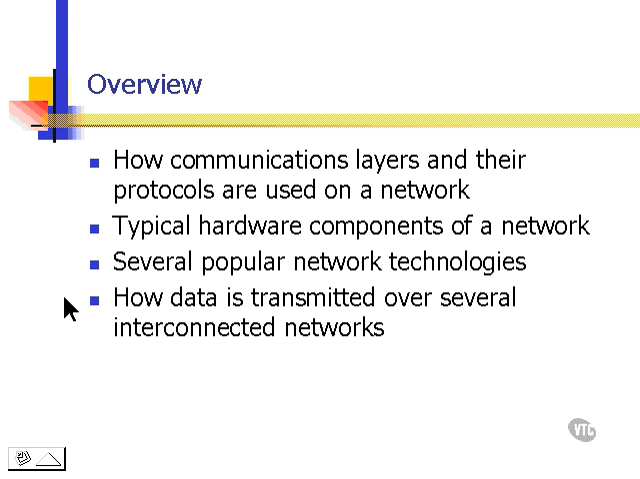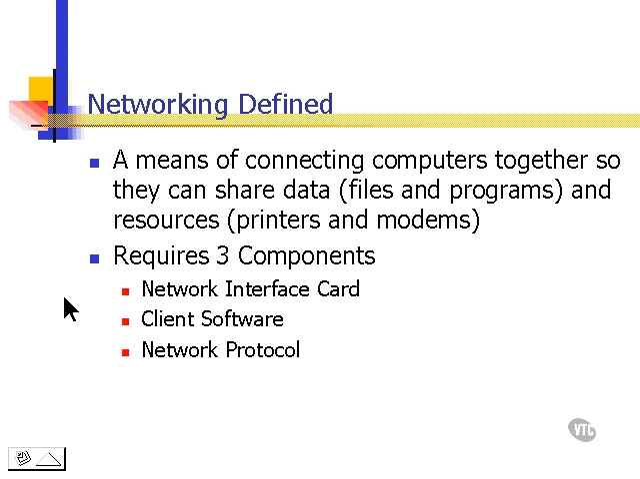So let's define networking first. Networking is a means of connecting computers together so that they can share data. That would be files and programs, and they can also share resources like printers and modems. And networking requires three components: a network interface card, client software, and a network protocol.